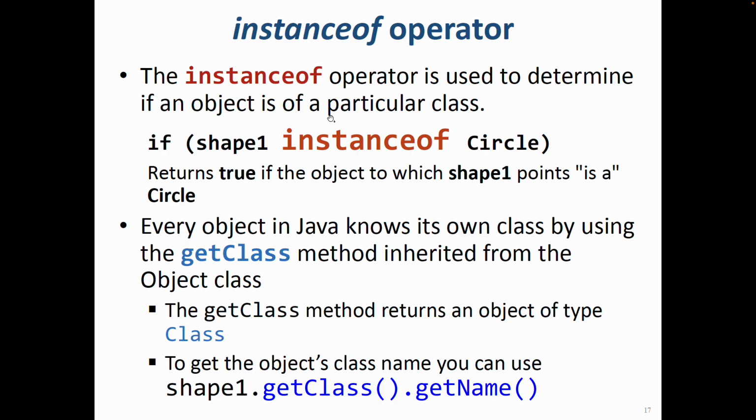Just as a reminder, this is an operator that shows that if we have shape1 instanceof Circle, it checks whether the shape1 instance is from a class that is either a Circle or a subclass of Circle. So if there's a relationship with Circle or not, it returns true or false. We had also used the getClass method, but the getClass method wasn't checking subclasses. It just checks, okay, is it a Circle or not?